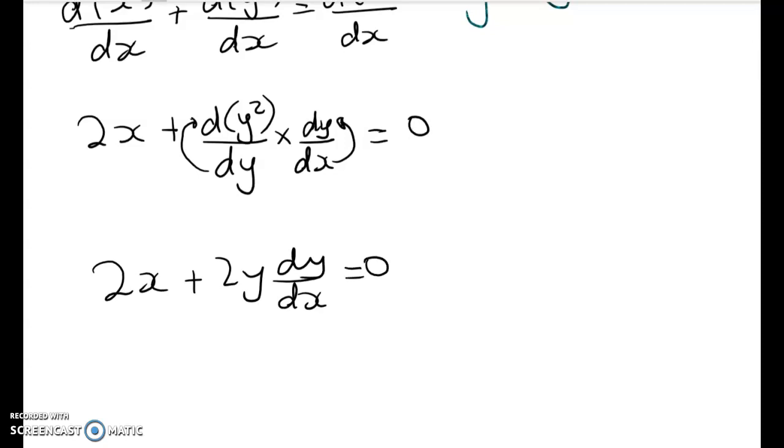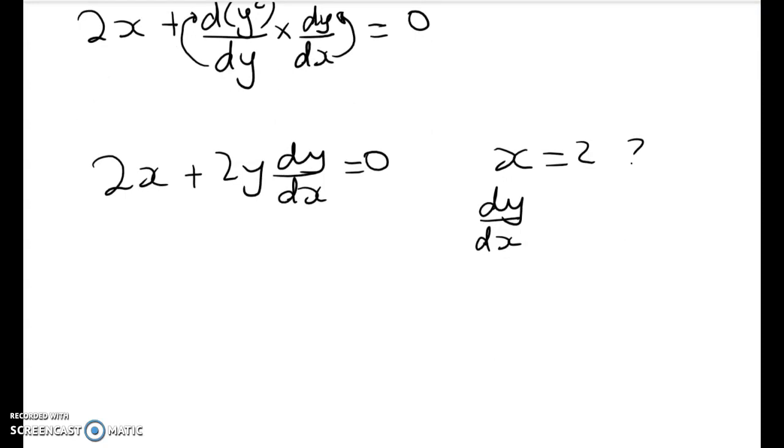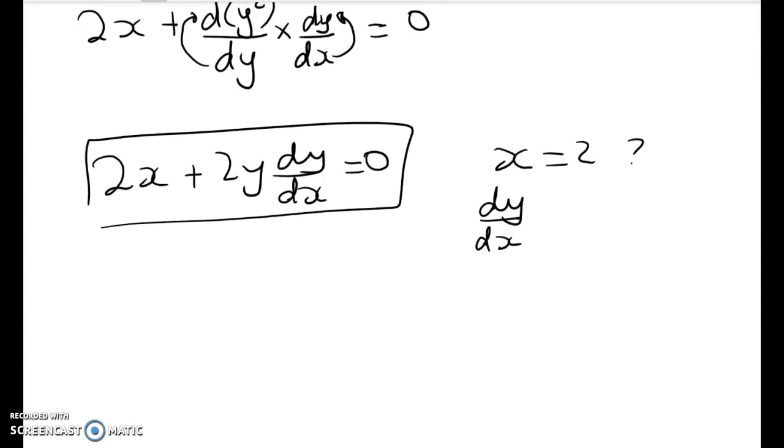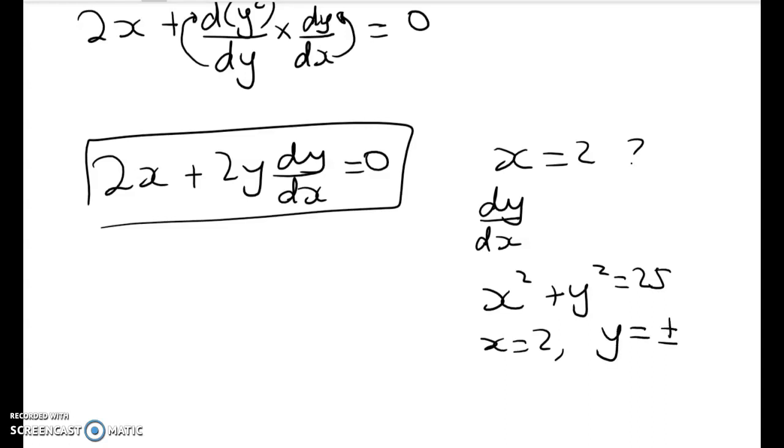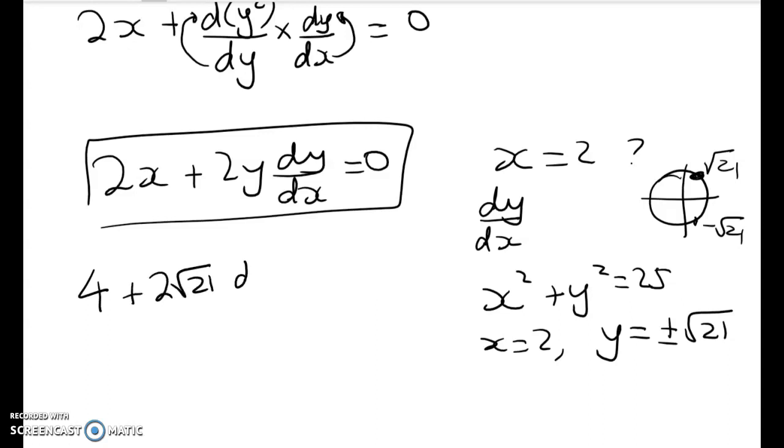So now I want to know when x equals 2, what's dy by dx? We can use this directly to work that out. We know that when x squared plus y squared equals 25 and x equals 2, y is equal to plus or minus root 21, right? So thinking about the circle, I've got one value up here, that's root 21, and one value down here, which is negative root 21. So my two answers here are going to be 4 plus 2 root 21 dy by dx is equal to 0.